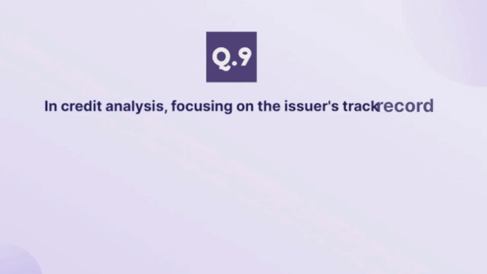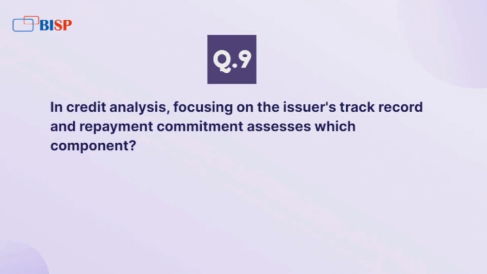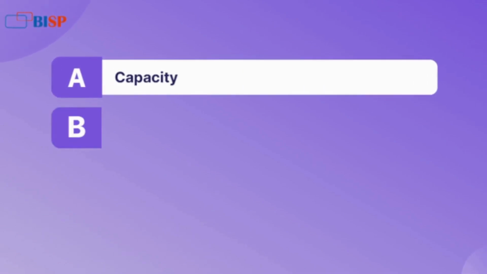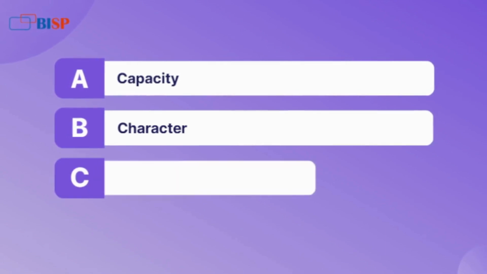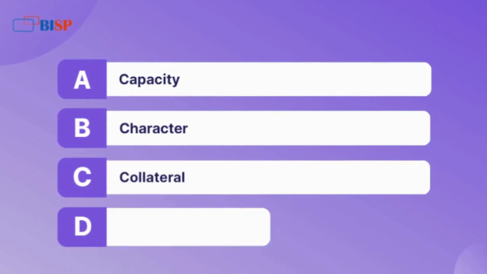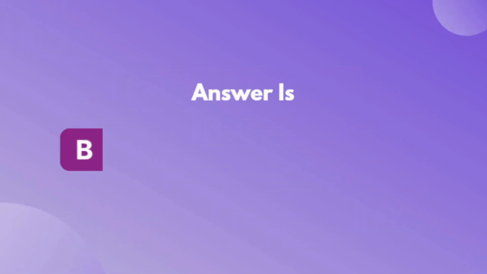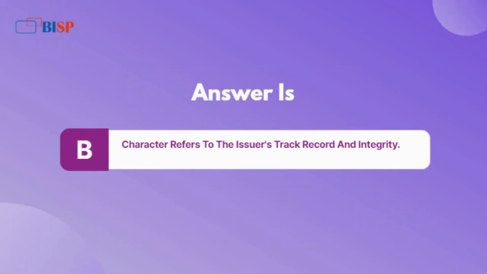In credit analysis, focusing on the issuer's track record and repayment commitment assesses which component? A. Capacity. B. Character. C. Collateral. D. All of the above. Answer is B. Character refers to the issuer's track record and integrity.